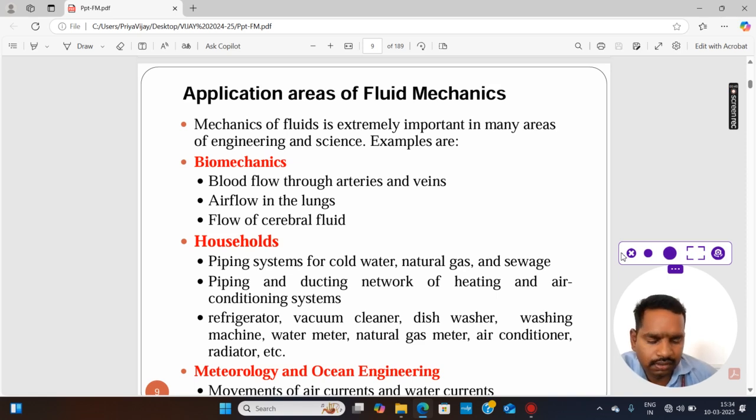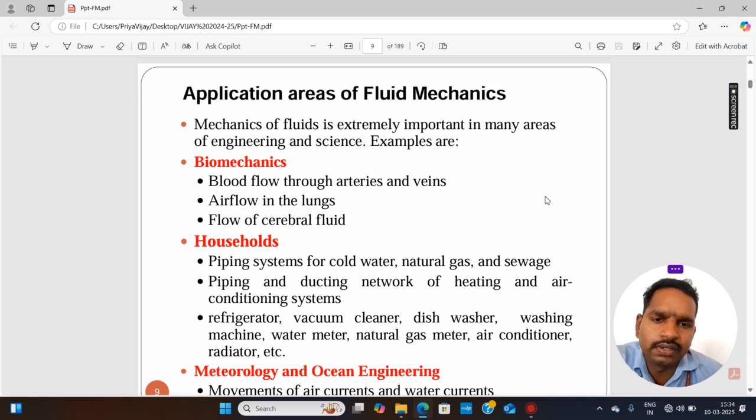So we know that there are three states of substances which exist in nature: solid, liquid, and gas. We have seen that, and also the difference between solid and fluid. Then we also saw what mechanics is.